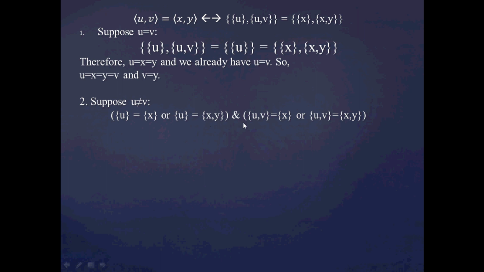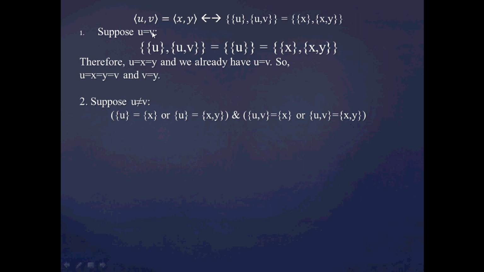And it also must be true that the set containing uv has got to be equal to x, or that it's got to be equal to the set containing xy, for the same reason, that all members of the first set have got to be found somewhere in the second set, and vice versa, that all members of the second set have to be found somewhere in the first set.